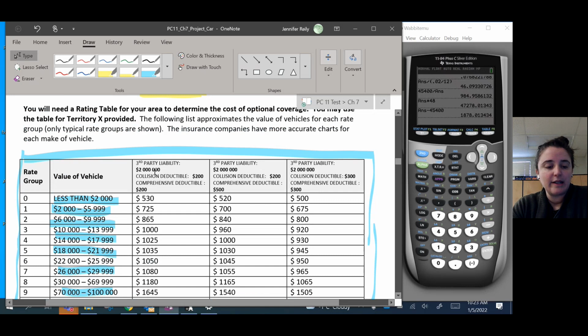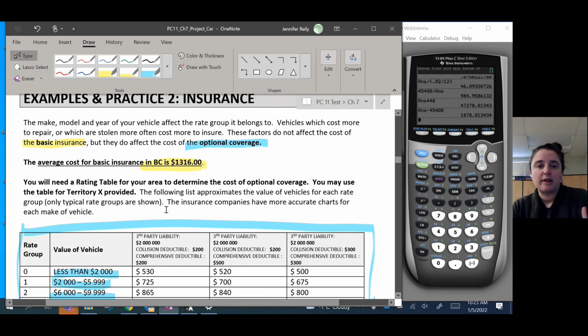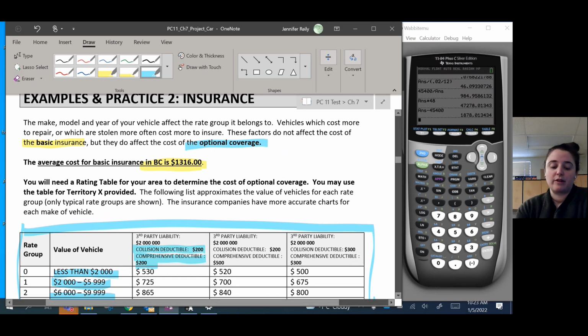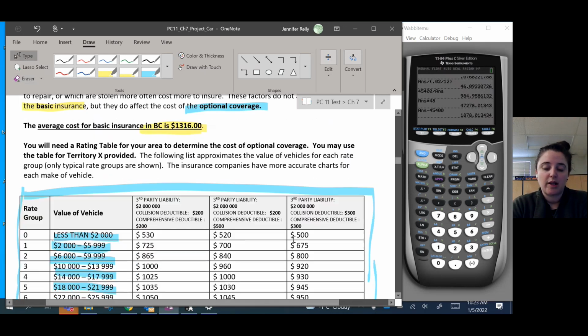So third-party liability is like if someone else is injured in an accident, it covers their medical costs and things like that. Collision deductible, so if you get in an accident and you need to repair your car, you'll have to pay $200. And comprehensive is anything that's not an accident. So let's say someone does damage to your car, like they break your window and steal something from your car, you'll have to pay $200 in order to get it fixed. So depending on what you choose for your deductibles here, these insurance costs will change. So a higher deductible, you'd actually pay less insurance. So you'll have to decide what risk you want to take there.